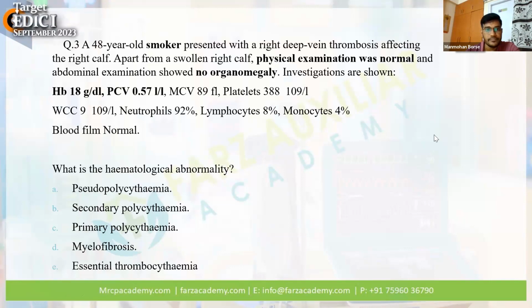Good. I think I have made it a bit easy by highlighting the points because everybody is getting it right. Hamid has answered C. No, it's actually secondary polycythemia. See, he's hemodynamically stable, no organomegaly, and he has a predisposing risk factor, that he is a smoker. So it's a polycythemia for sure. You have to differentiate between pseudopolycythemia, primary polycythemia, and secondary polycythemia. The answer is secondary polycythemia.